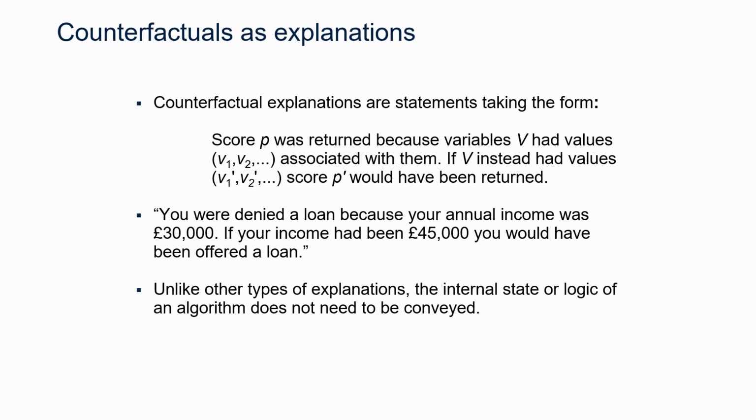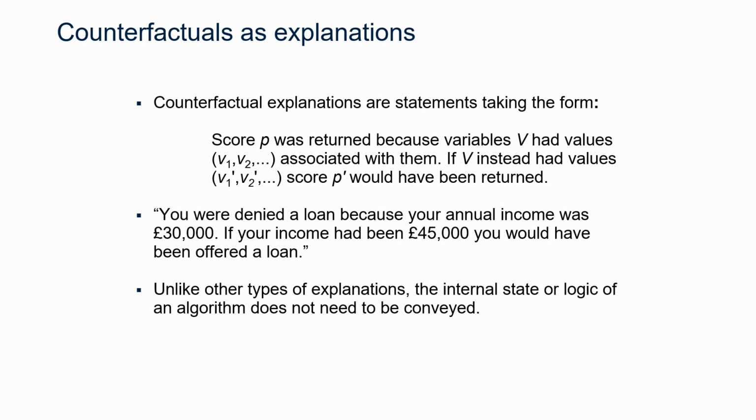A practical example of a counterfactual statement would be: you were denied a loan because your annual income was £30,000. If your income had been £45,000, precisely £45,000, and everything else remained the same, you would have been offered a loan. And so with this type of explanation, you don't actually have to convey the internal state or the logic of an algorithm. You literally are just giving people potential values of relevant variables that would have gotten them to an outcome they actually wanted.